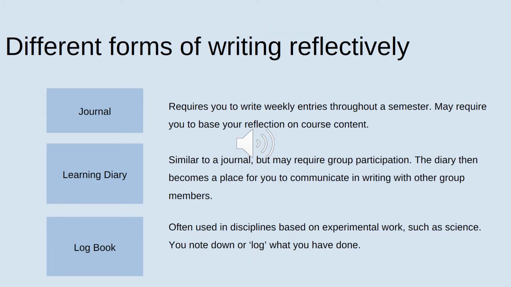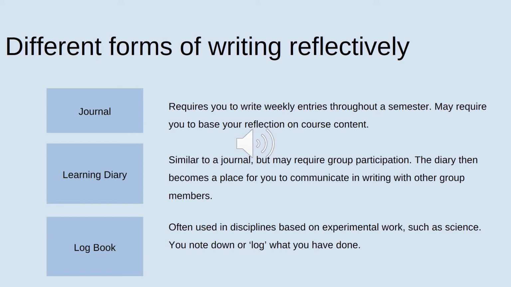There are many different forms of writing reflectively that you may be required to do during your time at university. These may include writing a journal, which would require you to write weekly entries throughout a semester maybe, or may require you to base your reflection on course content. They may also include a logbook, which is often used in those disciplines which are based on experimental work, such as the sciences.